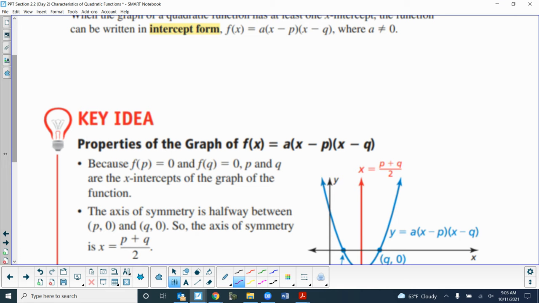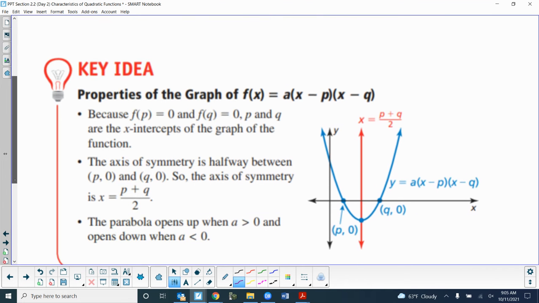The axis of symmetry, once you find these 2 points, these 2 x-intercepts, it's always halfway between them, right? So the way they found half is whatever the p value plus the q value divided by 2. They just took the average, right? So you can do that.